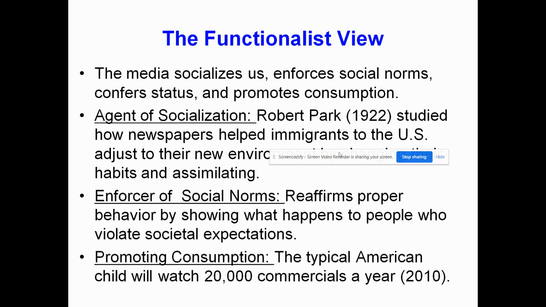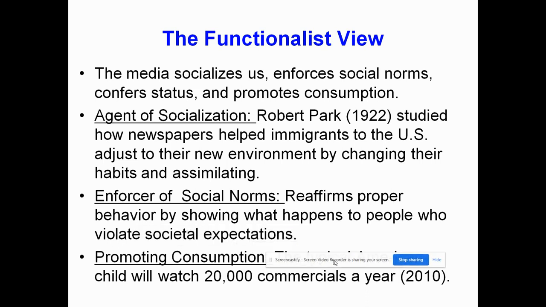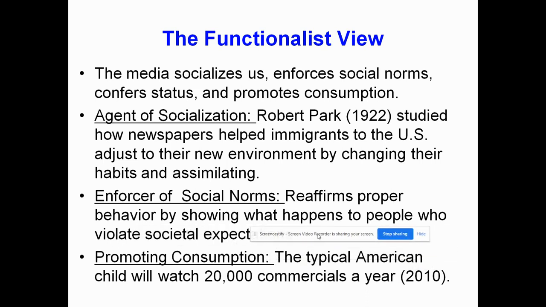And it also promotes consumption. So this is a statistic from 10 years ago, but it's still pretty relevant today that the typical American child will watch 20,000 commercials a year. So we're being saturated with information day after day, week after week.